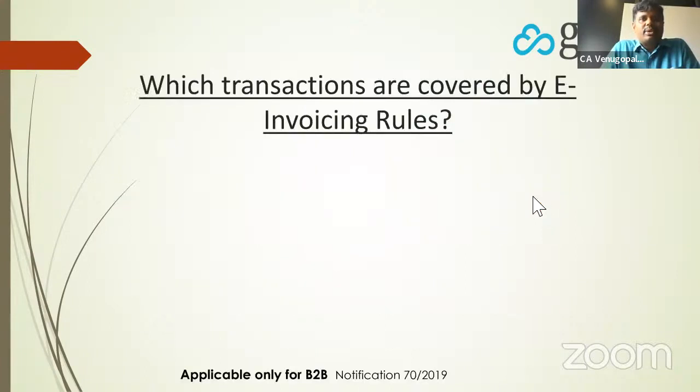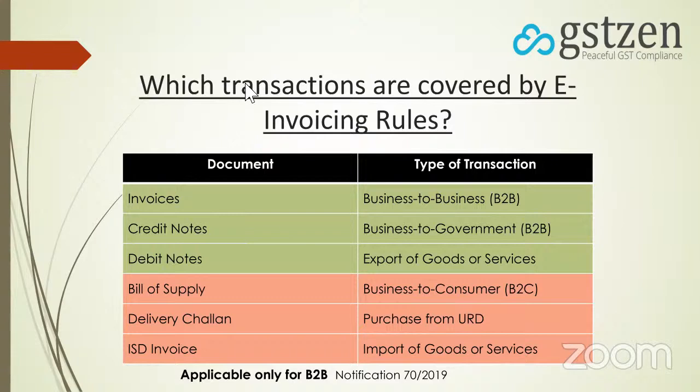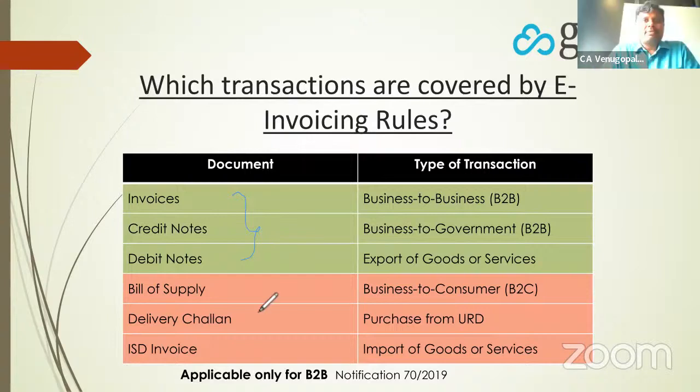This slide is very important. I would urge the participants to pay attention. If you are clear with this slide, you will understand the provisions of e-invoice, and many of the doubts would get clarified. What you are seeing in the green color are valid documents where e-invoice is applicable. What you are seeing in the red or orange color, e-invoice is not applicable. Now, let's understand these one by one.